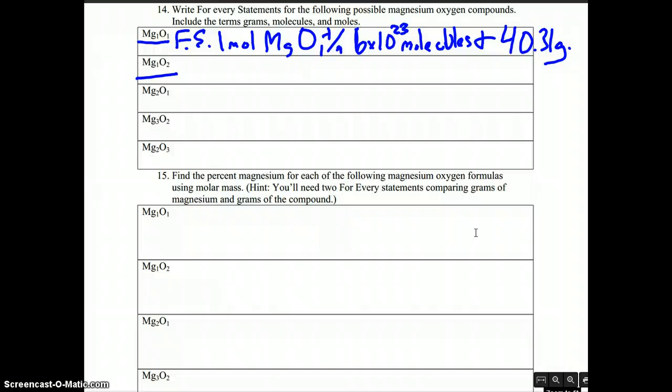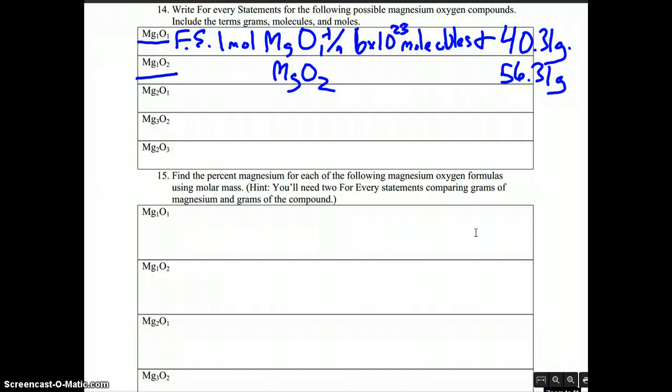In this one, I've got twice as many oxygens. So again, everything's going to be the same, except this will be MgO2. And this time, instead of being 40.31, this is going to be 56.31 grams. Everything else will be the same. So you guys can finish up the rest of that.